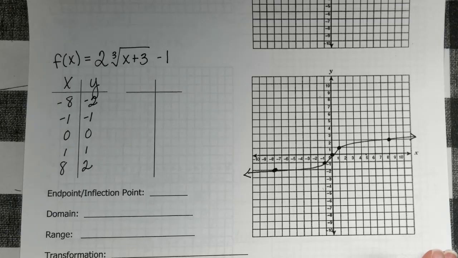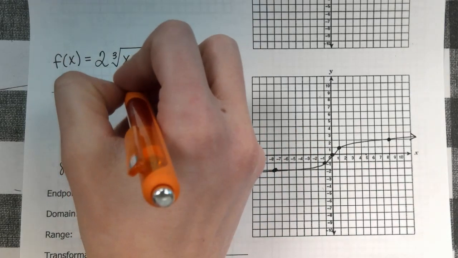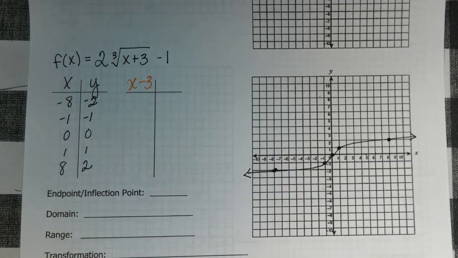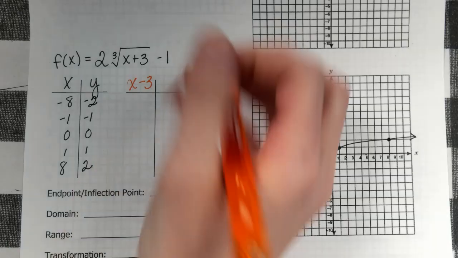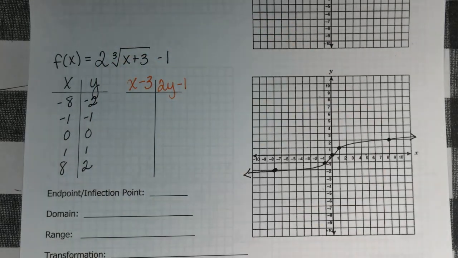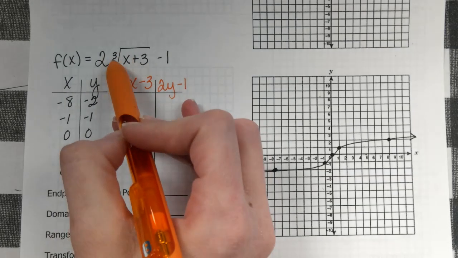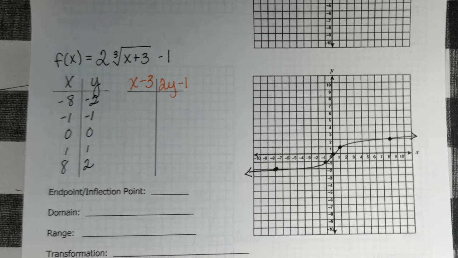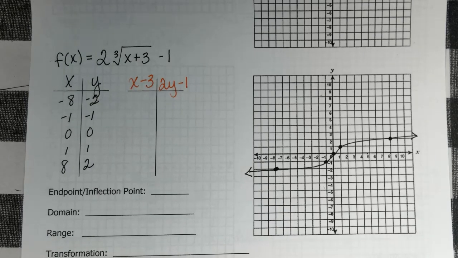And then for my transformation, what do I do for my x's? X minus 3. It's the opposite of. 2y minus 1. Very good. What about that 3? Just 1. This one? That's your function. That's your cube root. Okay, so be careful when you write that.